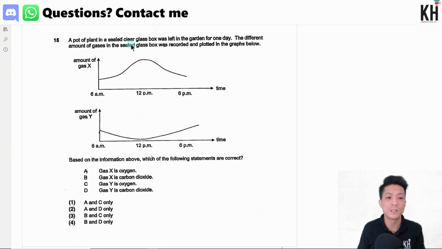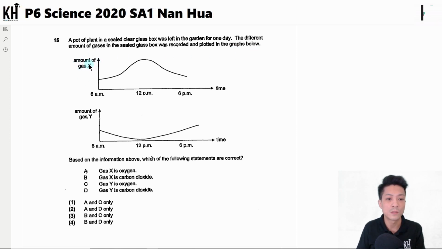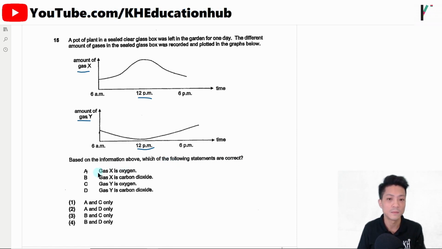A pot of plant in a sealed clear glass box was left in the garden for 1 day. The different amount of gases in the sealed glass box was recorded and plotted in the graphs below. The amount of gas X increases and it peaks at 12 PM. The amount of gas Y decreases and it's lowest at 12 PM. Based on the information above, which of the following statements are correct? Gas X is oxygen.